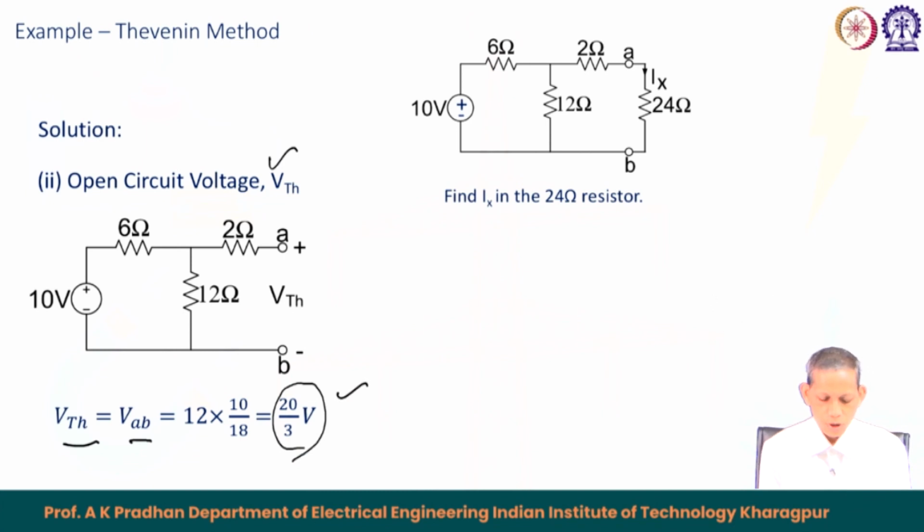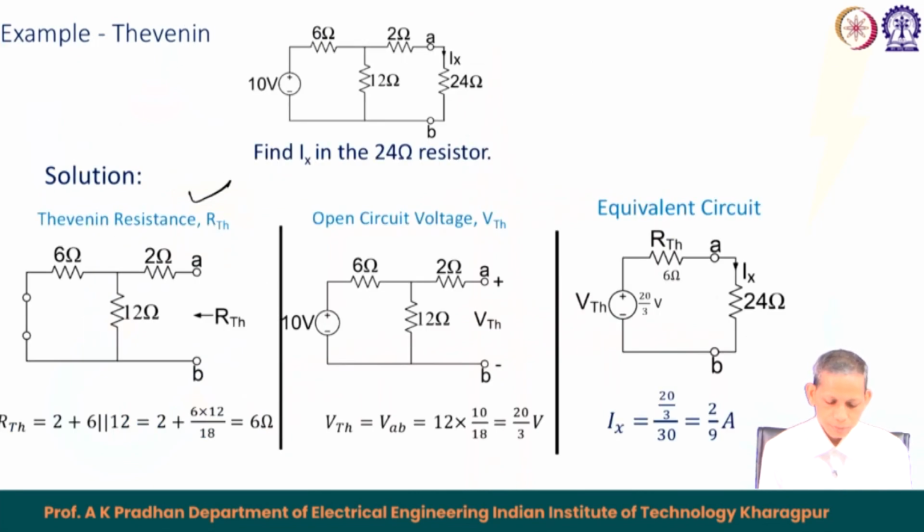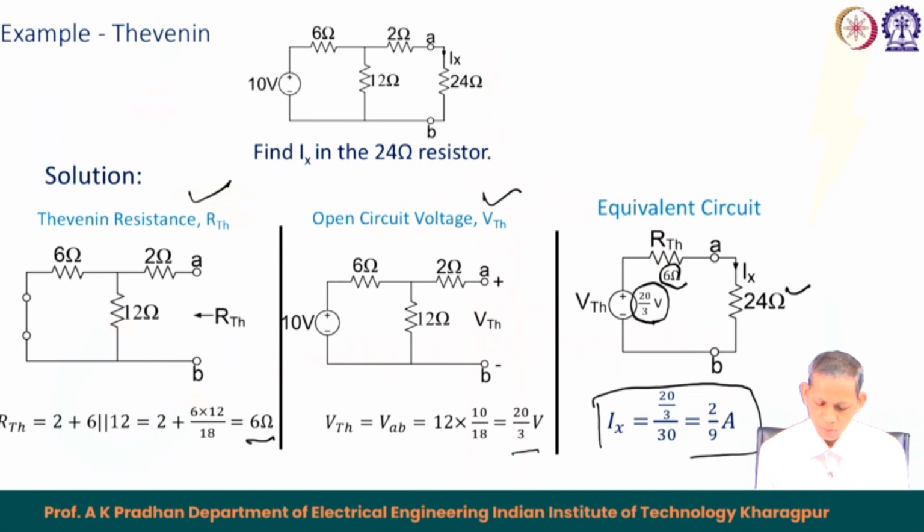So, this is the voltage drop across 12, the current through this is nothing but 10 by 18. So, that becomes equal to 20 by 3 volt. So, we got both Rth 6 ohm, Vth 20 by 3 volt. So, the circuit becomes now 20 by 3 volt source, Rth is 6 ohm, in series with the corresponding 24. So, this Ix through this 24 ohm becomes equal to 20 by 3 divided by 20 plus 6 equals 30. So, that becomes equal to 2 by 9 ampere downward.